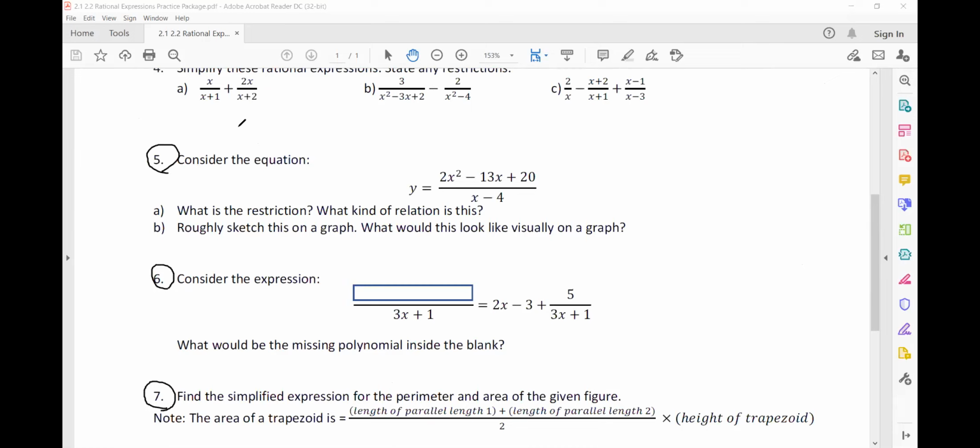Okay? Helen says, I don't understand how it says state any restrictions like A, B, C, but there are no equations on the shared sheet. Helen, the situation you're in is pretty common. Instead of opening up the preview, can you actually download it?